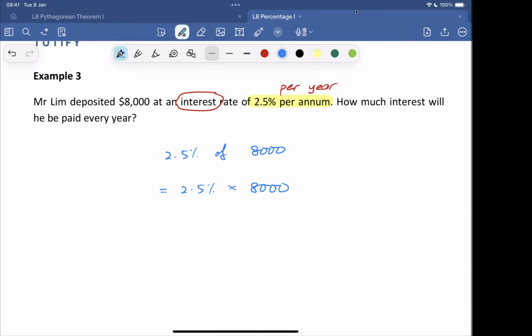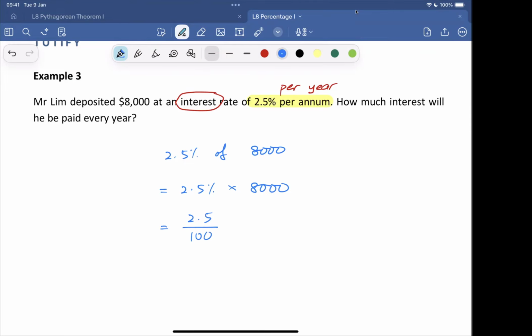8,000. But how are you going to take a percentage and multiply it by a number? Do you know how to take a percentage to multiply by a number? Must you use a calculator? What do you think, Oliver? I don't know. What is the meaning of percentage? You go back to the basics. Oh, it means divide by 100. Very good. So you have 2.5 divided by 100, correct?